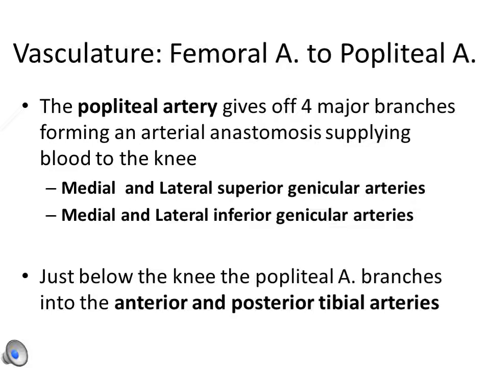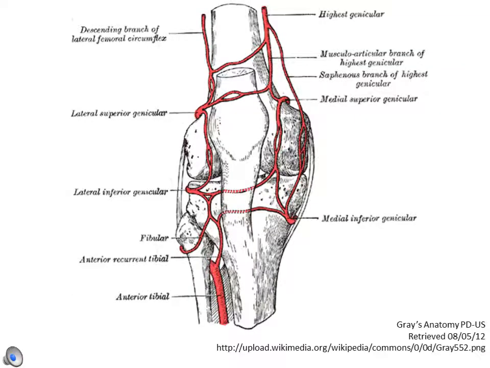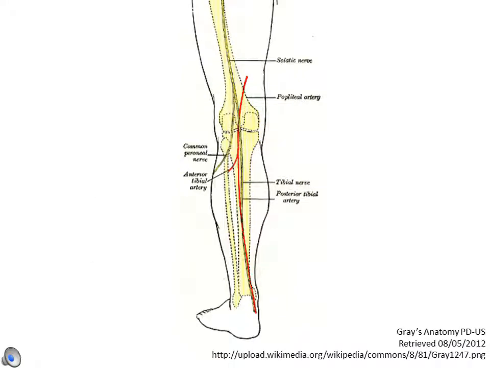The popliteal artery then branches into the anterior and posterior tibial arteries. These arteries continue to course distally into the lower leg. Pause the lecture to study the vasculature of the knee. Note the anastomosis, or the interconnection, of the medial and lateral superior genicular arteries with the medial and lateral inferior genicular arteries. This slide further demonstrates how the popliteal artery branches into the anterior and posterior tibial arteries.